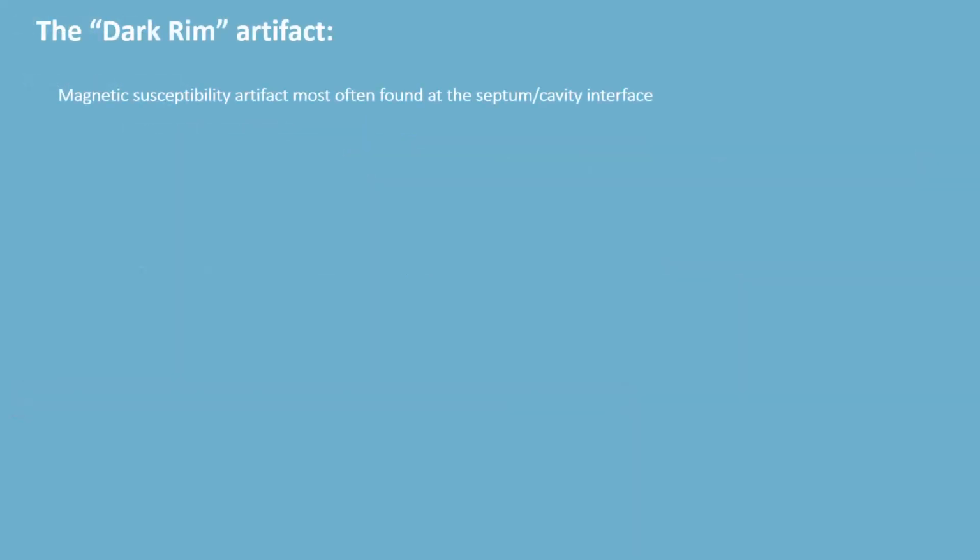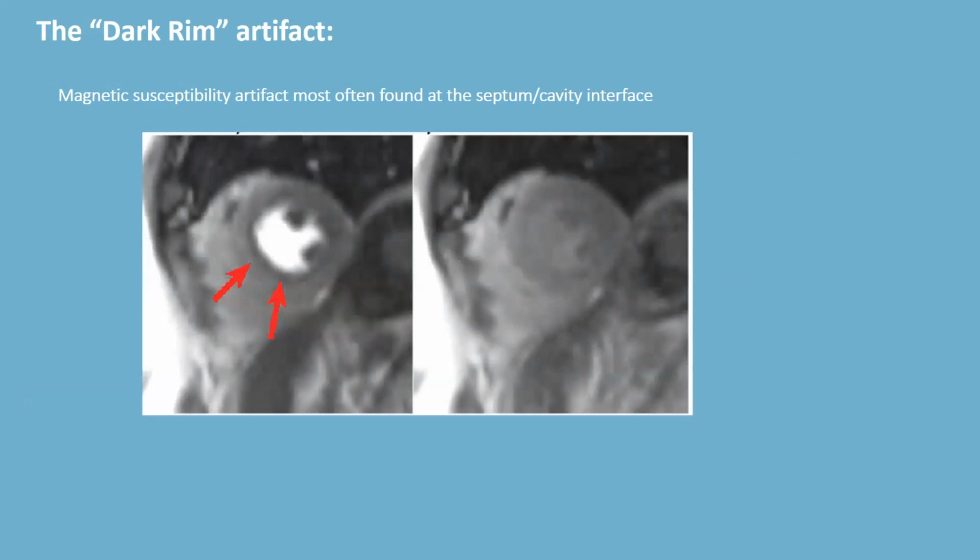Here we can observe what we call the dark rim artifact. It's a magnetic susceptibility artifact most often found at the septum cavity interface. It presents itself in the form of a crescent with hyposignal similar to hypoperfusion, but it disappears suddenly on the following image. Hypoperfusion is maintained throughout the sequence. If there is a delay in perfusion, the hyposignal decreases slowly. It often appears randomly but is increased by too much gadolinium or too low spatial resolution.